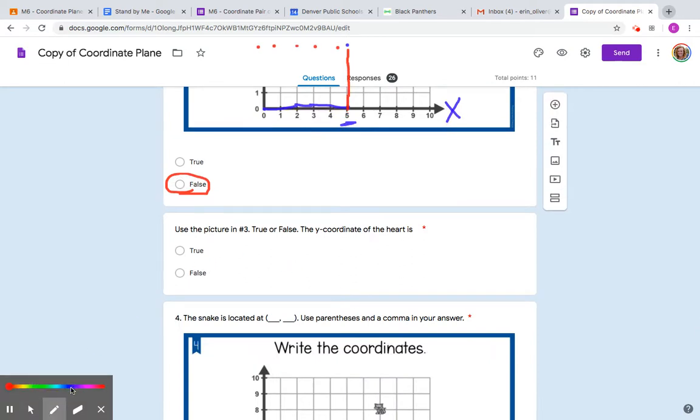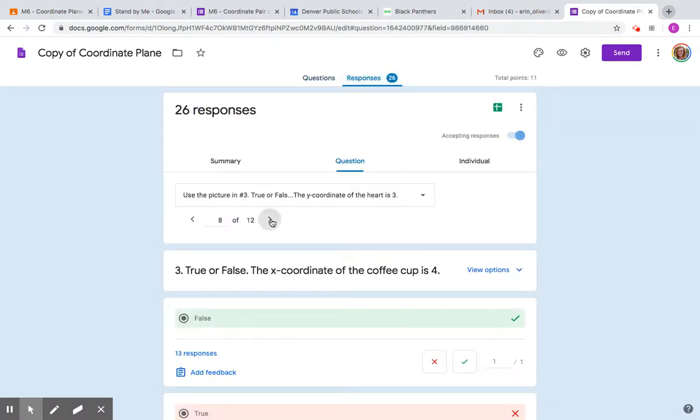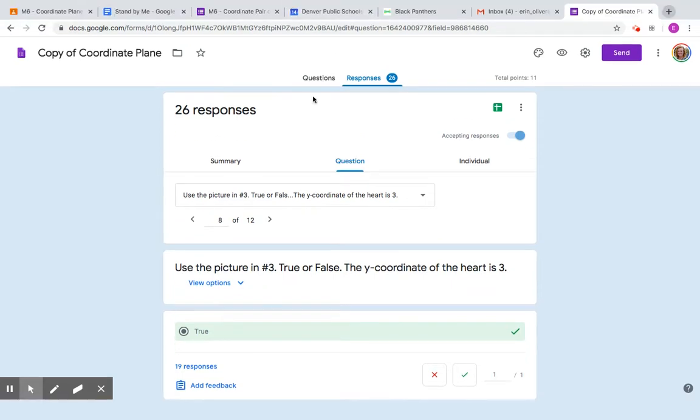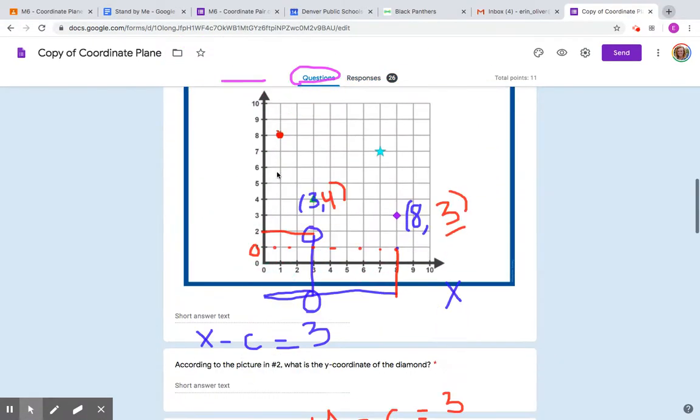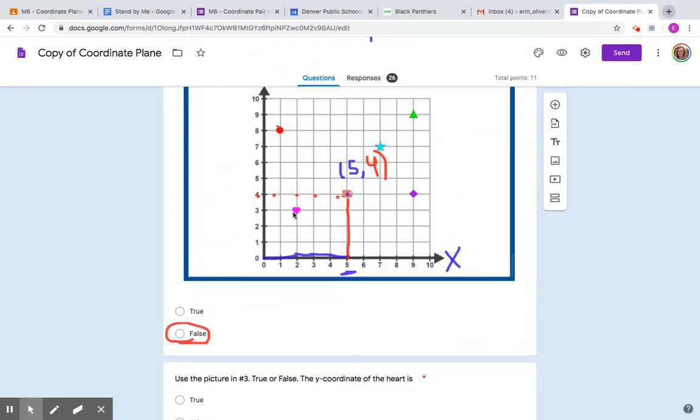Now let's take a look at this one. It says, use the picture 3, so the one above. The y-coordinate of the heart is, I'm not sure why it's not showing up right now. The y-coordinate of the heart is 3. So let's look at our heart picture. Heart is right here. Now let me find the coordinates of our heart. Start at the origin, I go 1, 2. So I know that my x-coordinate is 2.